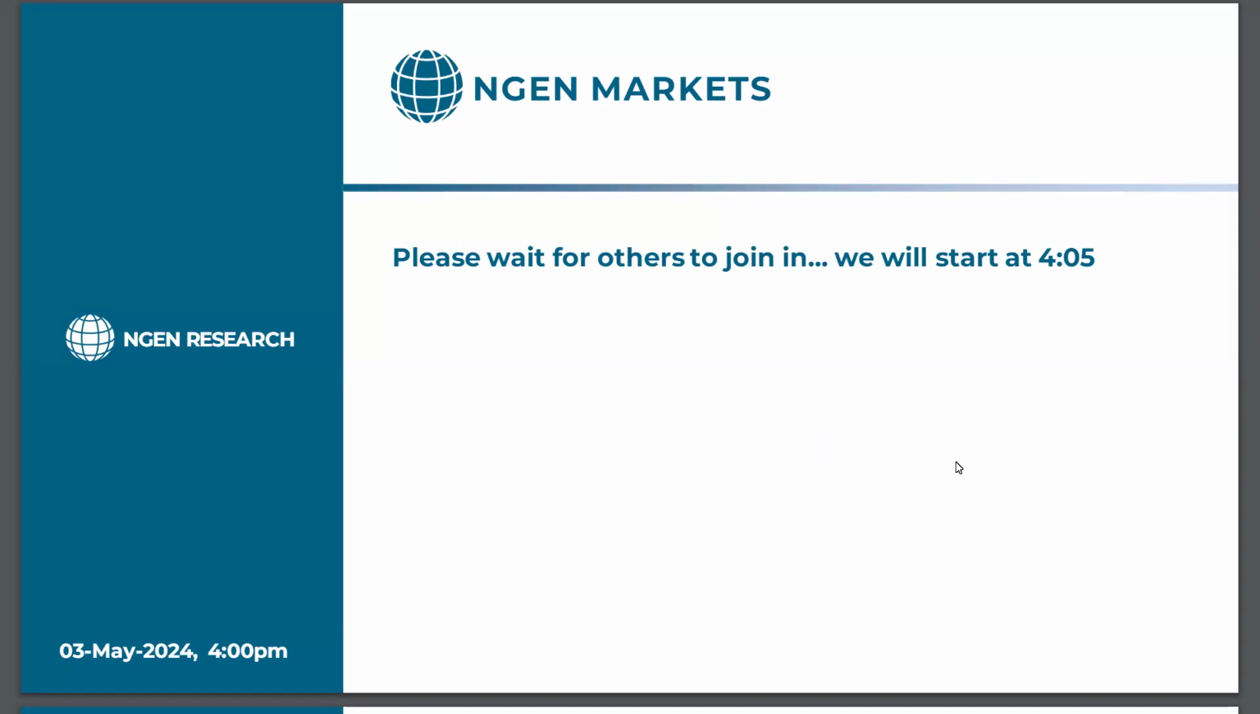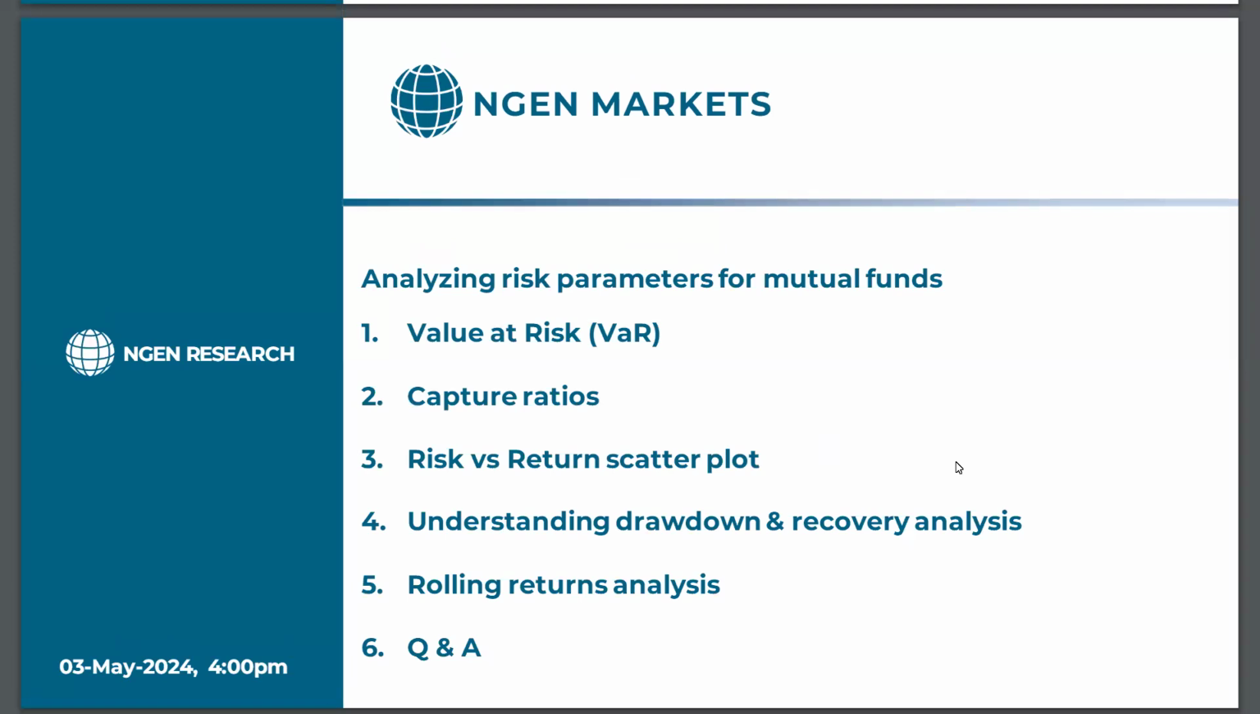By the time the others join in, let's have a look at today's webinar topic. Today we would be focusing mainly on analyzing the risk parameters that could be considered while valuing or analyzing mutual funds. Firstly, value at risk as a factor, which tells us the downside risk of any fund or any portfolio as well. Next, the capture ratios, which let us know the up capture ratio and the down capture ratio, informing us how the portfolio or the fund performed in comparison to the movement of the benchmark when the benchmark was considerably in a bull run or in a bear run.